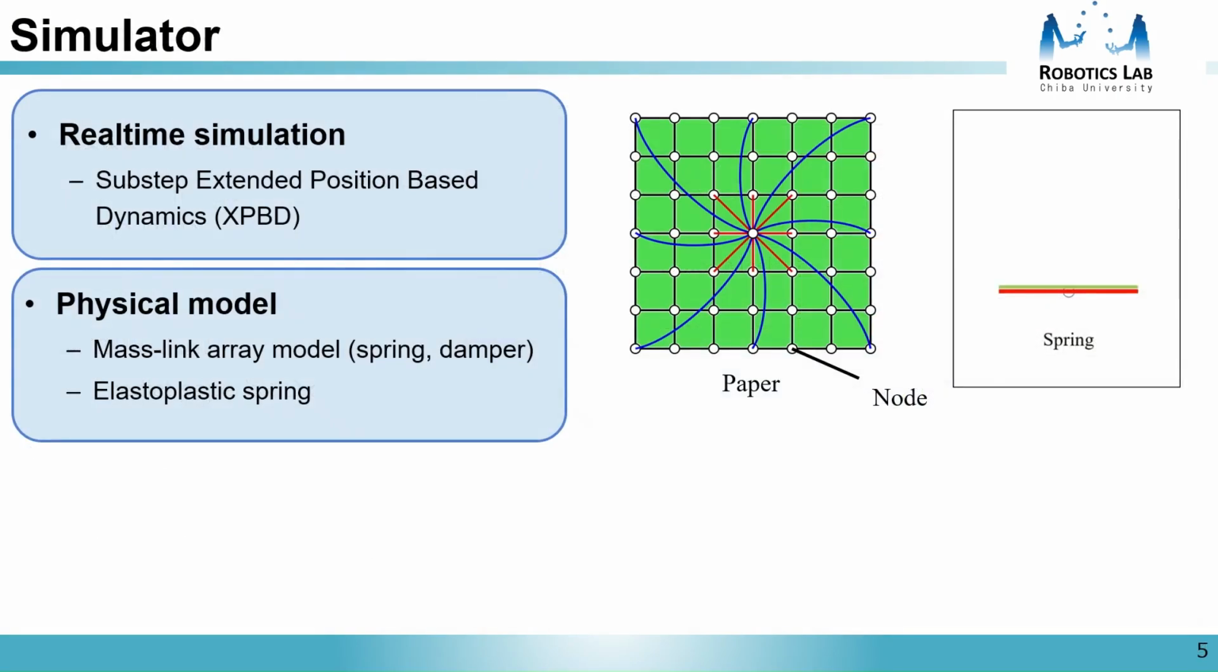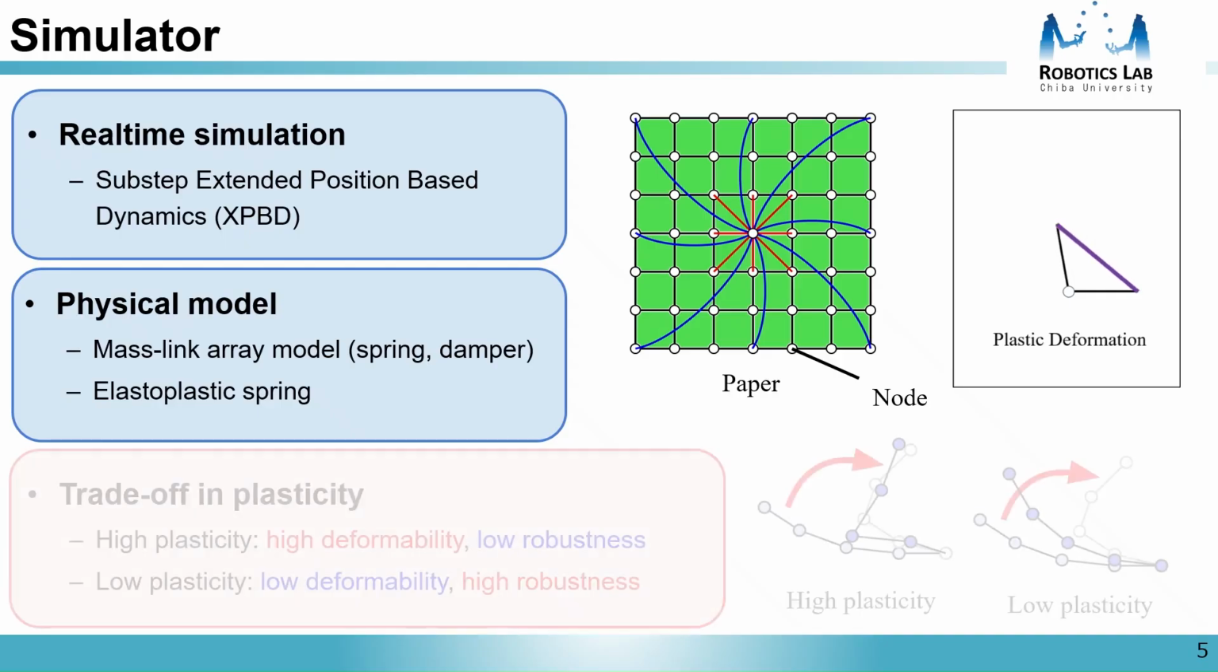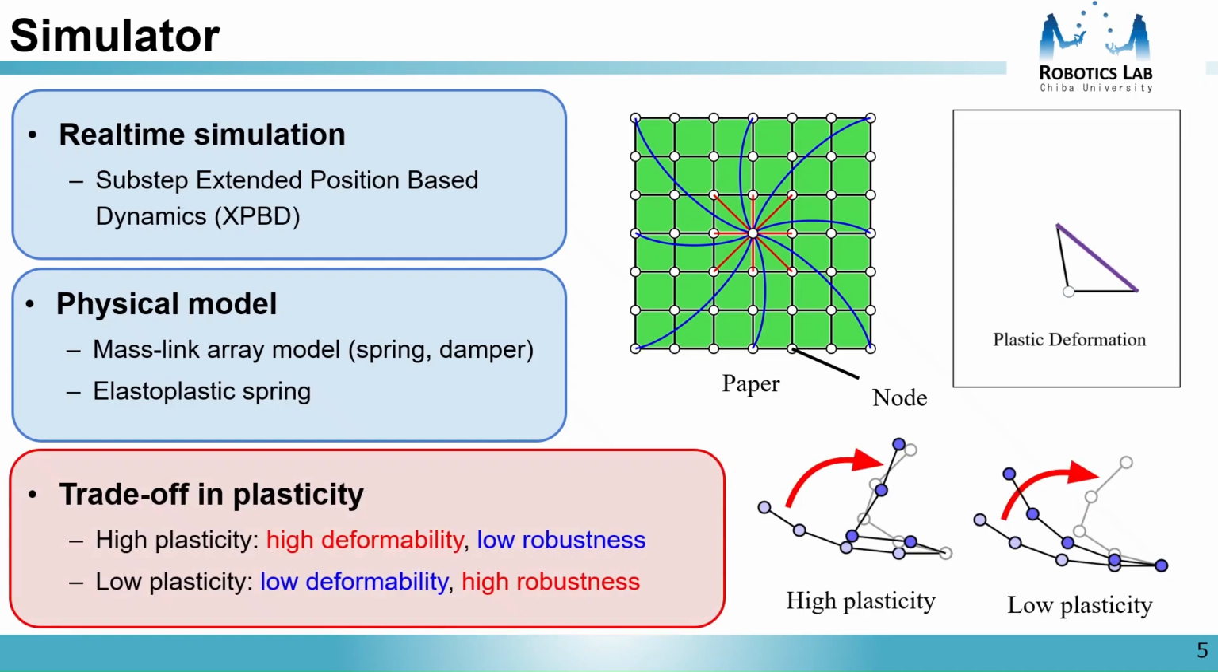The simulation method uses sub-step extended position-based dynamics. The paper is represented by a mass-link array model where each link includes a spring and damper. To capture irreversible deformations such as creases, plasticity is incorporated into the springs. However, this model presents a trade-off in plasticity. Increasing plasticity makes the paper deform more easily, but it also reduces robustness to input noise from the tracker process.